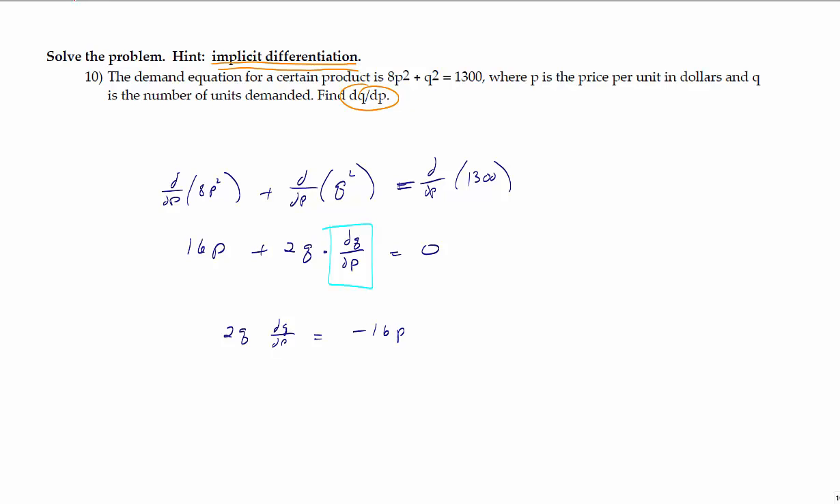And then I'll go ahead and divide both sides by the 2q. So those will cancel. And that will give me my result of dq/dp is equal to negative 8p all over q. I also reduced my fraction, the 16 and the 2.